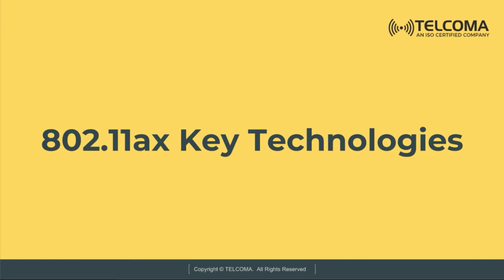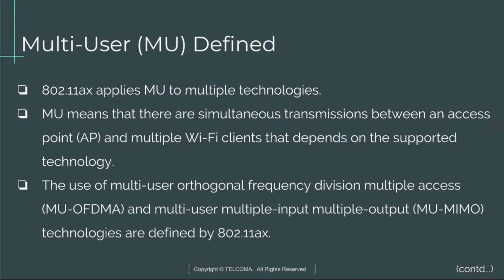The next lecture is 802.11ax key technologies. We start with multi-user defined. 802.11ax applies MU to multiple technologies. MU means that there are simultaneous transmissions between an access point and multiple Wi-Fi clients, depending on the supported technology. The use of multi-user orthogonal frequency division multiple access and multi-user multiple input multiple output technologies are defined by 802.11ax.